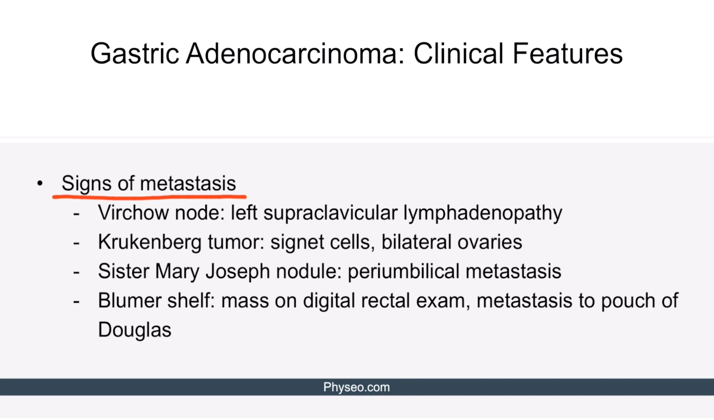Gastric cancer can also present with signs of metastasis. A Virchow node presents as left supraclavicular lymphadenopathy. Direct seeding of gastric cancer to the ovaries, usually bilaterally, is referred to as a Krukenberg tumor and consists of signet cells seen on histology. Gastric cancer can also metastasize to the periumbilical lymph nodes. This can manifest as a palpable nodule protruding from the umbilicus and is known as a Sister Mary Joseph nodule. Finally, patients with metastasis to the pouch of Douglas can present with Blumer shelf sign, which refers to a mass felt on digital rectal examination.